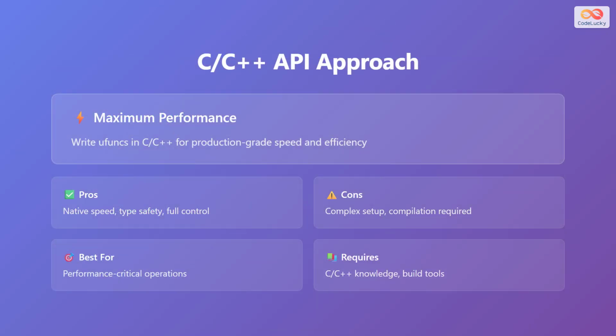For maximum performance, you can write ufuncs in C or C++. This approach delivers native speed, type safety, and full control over the implementation. The pros include production-grade performance and low-level optimization. However, the cons are that it requires complex setup and compilation. This method is best suited for performance-critical operations where speed is paramount. You'll need knowledge of C or C++ programming and appropriate build tools to use this approach effectively.